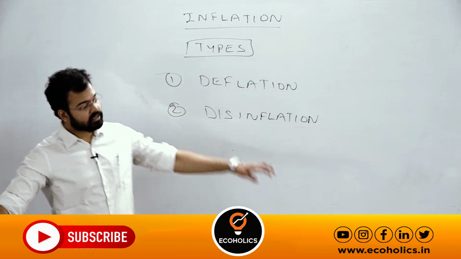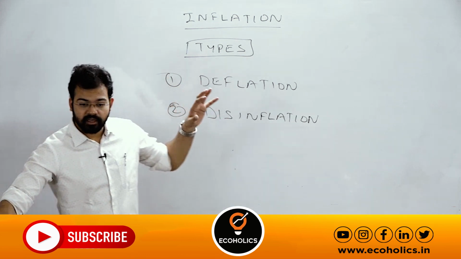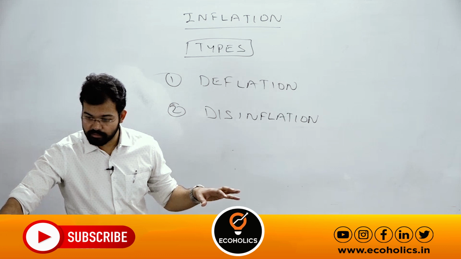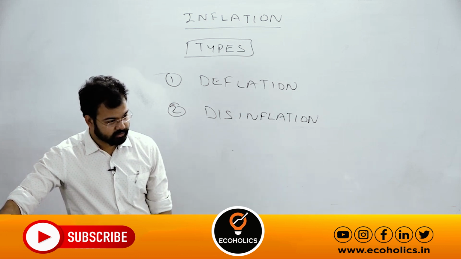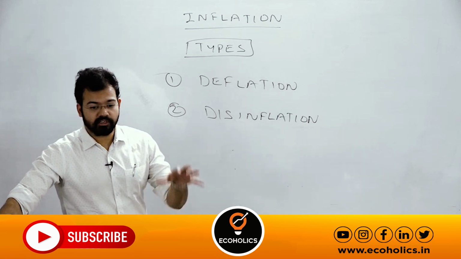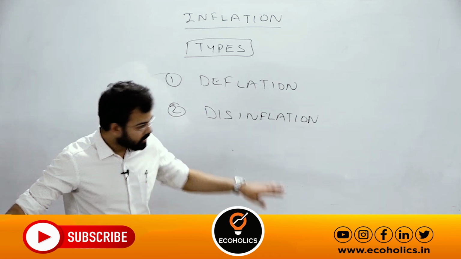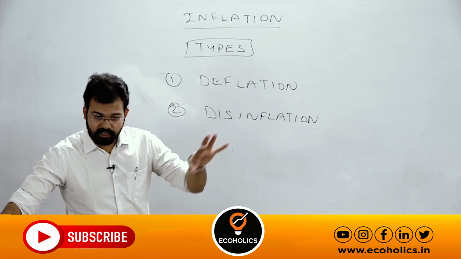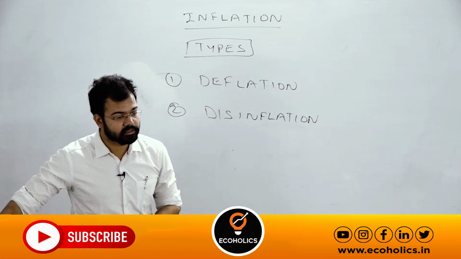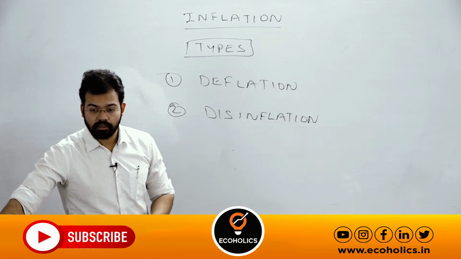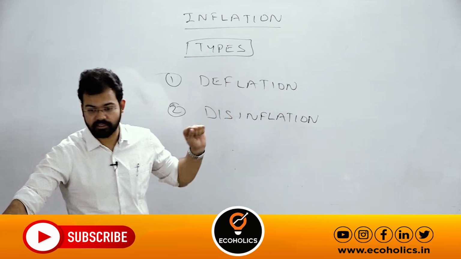And what is deflation? If you experience a negative trend in the prices, it means a decrease. So if inflation goes from 5% to 2%, it is a situation of disinflation. If inflation goes from 5% to minus 2%, the situation is deflation. Clear?